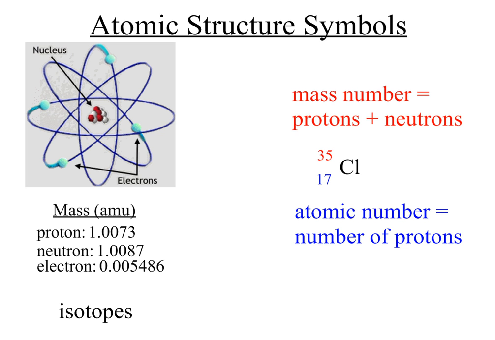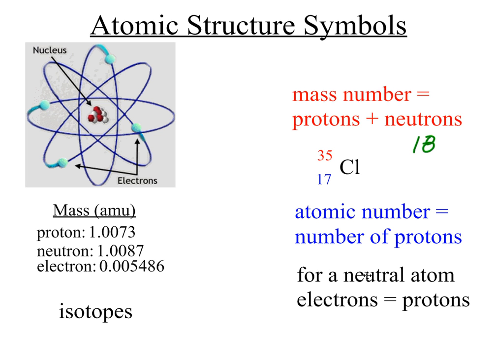So by subtraction here, we can figure out that if the chlorine atom has 17 protons and the mass number is 35, it must have 18 neutrons. And then the final subatomic particle that we would deal with here are the electrons. For a neutral atom, the number of electrons has to be equal to the number of protons.